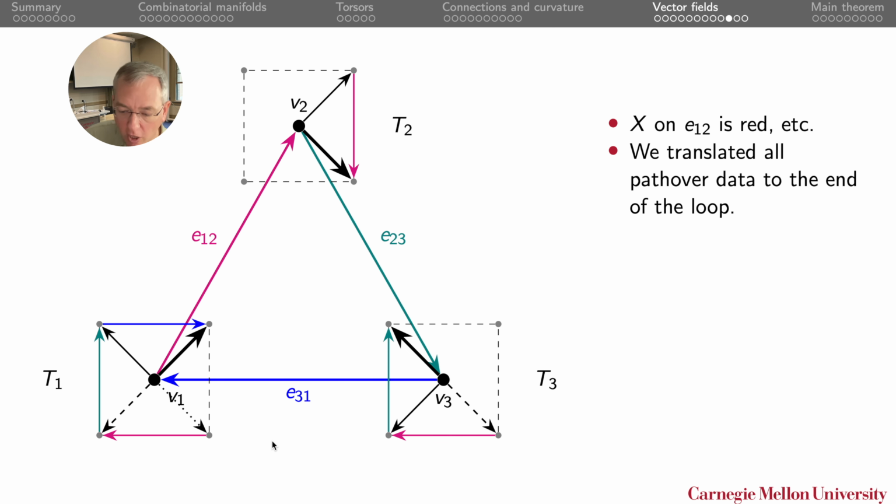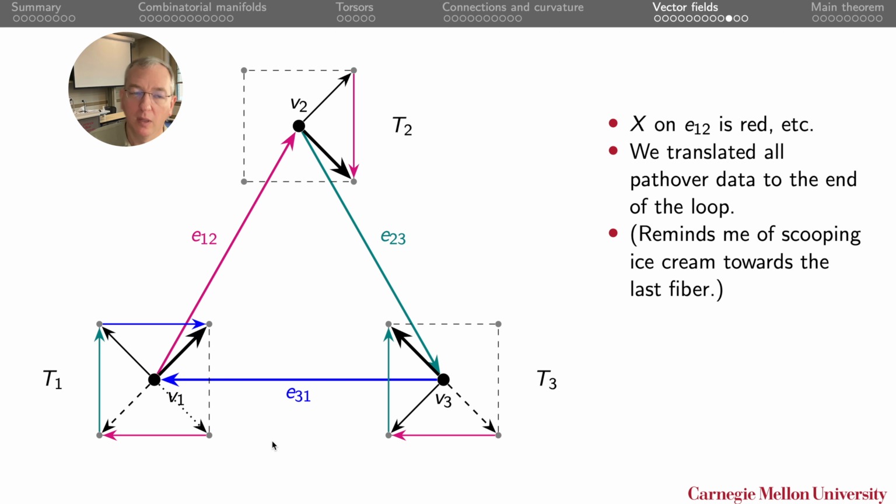So we translated all the path over data to the end of the loop. And to me, it just vividly made me think of scooping the ice cream from the triangle. So I moved an ice cream scoop, and it moved the ice cream from lying across the top of the ice cream container to being vertical in my ice cream scoop. And by the end, I've got this tall, Neapolitan ice cream in this fiber vertically now.